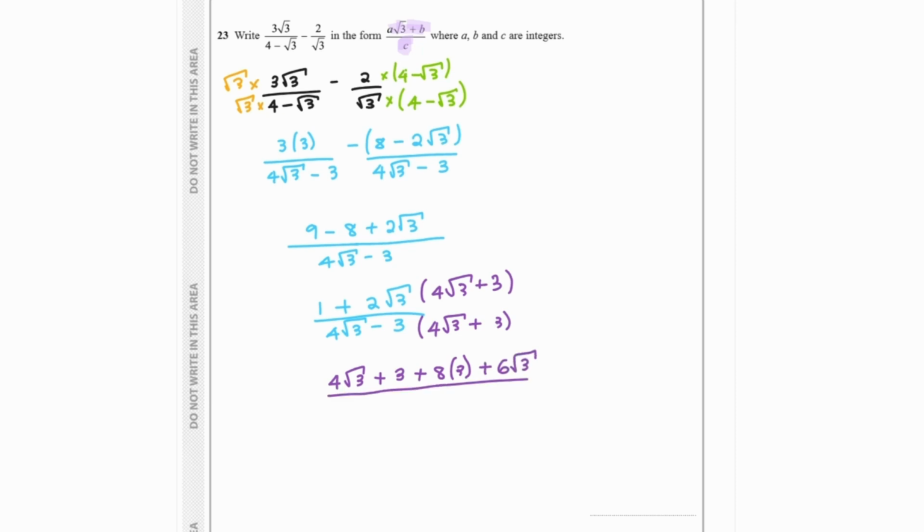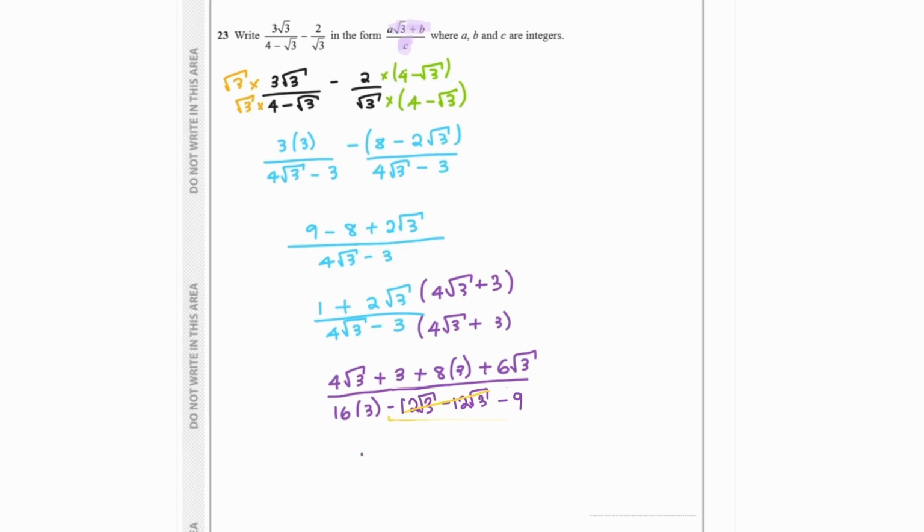In the denominator, if we first do 4 root 3 times 4 root 3, we can do 4 times 4, which gives us 16. And the root 3 times root 3 gives us 3. 4 root 3 times plus 3 gives us plus 12 root 3. If we do minus 3 times 4 root 3, that gives us minus 12 root 3. And the minus 3 times 3 gives us minus 9. So as we can see in the denominator, we now have a 12 root 3 minus 12 root 3, which would just be 0. So we can cancel those out.